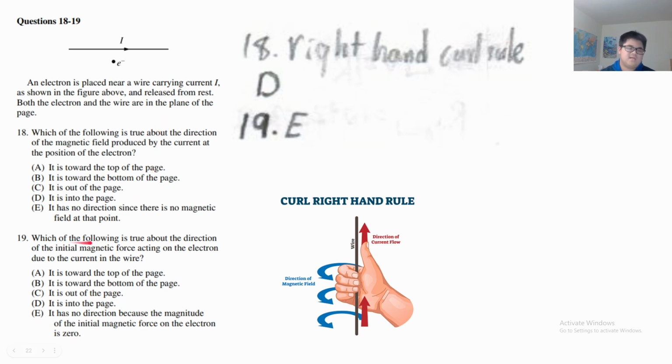And the answer to question 19 is E, because there is no direction. Remember that the magnitude of the magnetic force is 0, because there is no movement of the electron. It says it right here: the electron is released from rest. Since the electron isn't moving in the first place, there must be no magnetic force. So the direction of the initial magnetic force is 0.